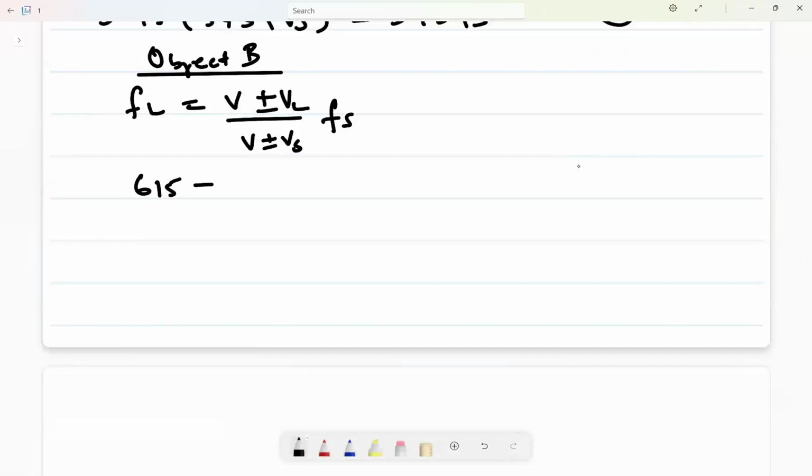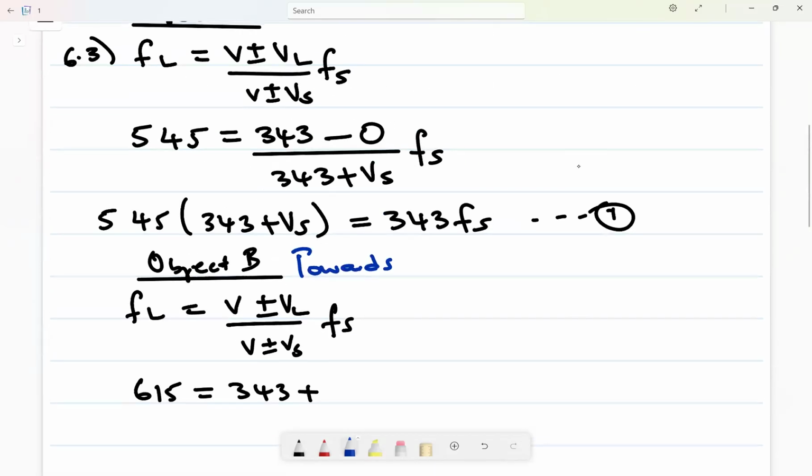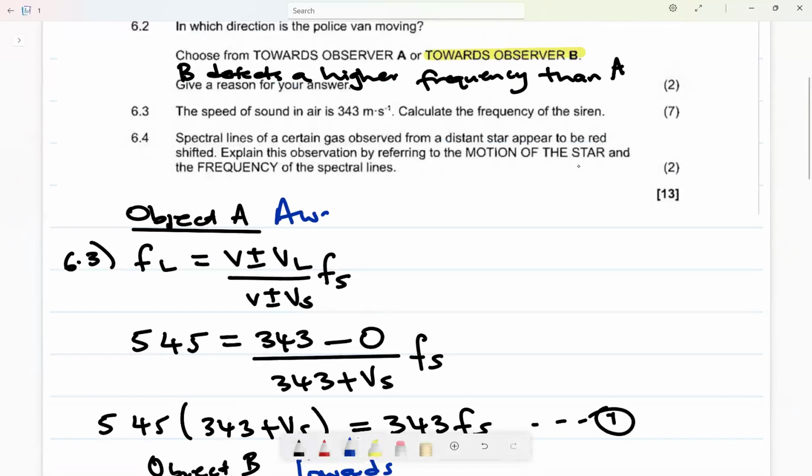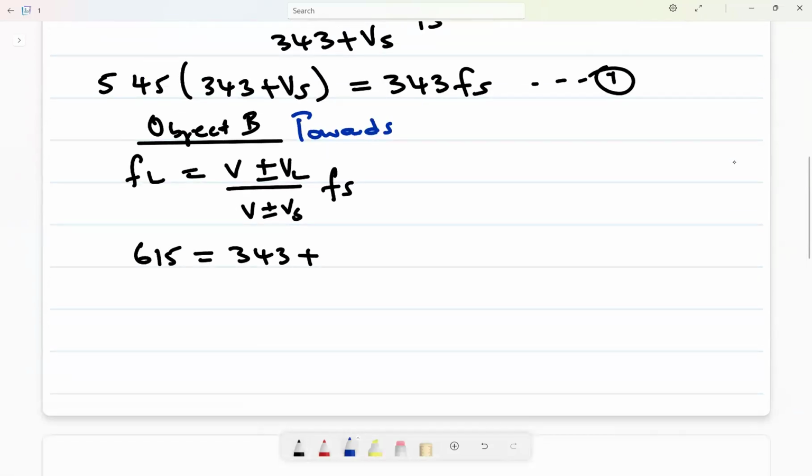615 is equal to 343 plus, again, if this is moving towards, then that is away. Away signs, it is negative divided by positive. Towards signs, it is positive divided by negative. So it's going to be positive plus 0, velocity of the listener is 0, divided by how much? 343 minus Vs, Fs.